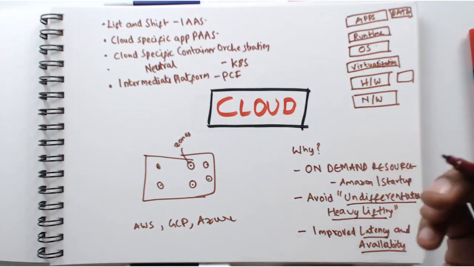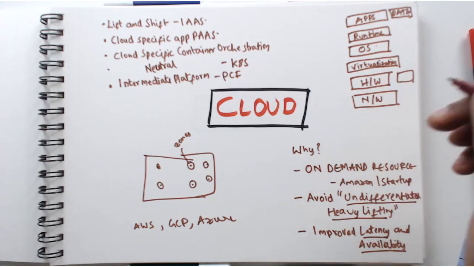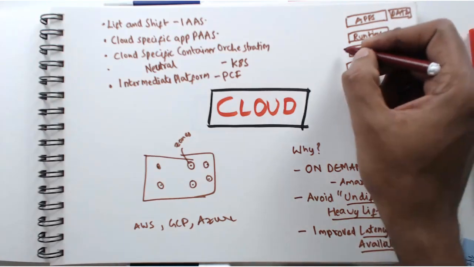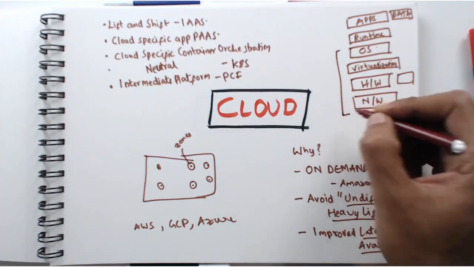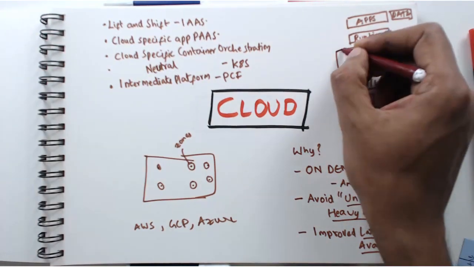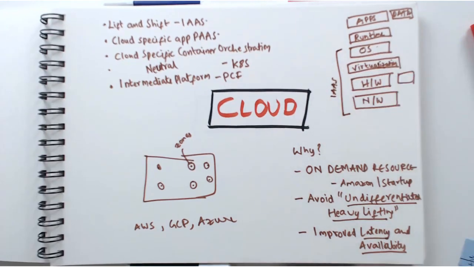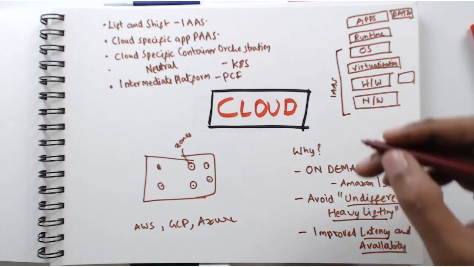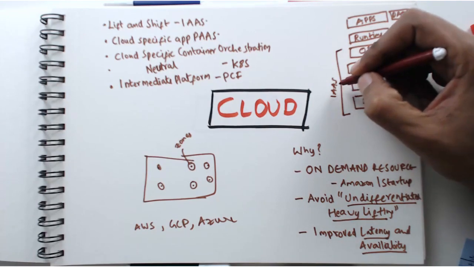Now, from the cloud, you can ask for just the servers. So you can actually ask, hey, I would want a Windows operating system and I would want one virtual server. That's called infrastructure as a service. So you are asking for a specific service with a specific operating system. Typically, all these cloud providers provide infrastructure as a service as well.